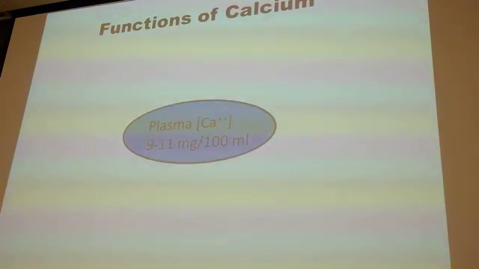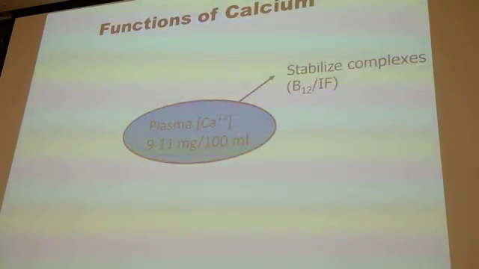A lot of these we've touched on during the course of this class. For example, it stabilizes vitamin B12, cobalamin, intrinsic factor complexes. Particularly, calcium was required for its uptake in the GI tract because it's taken up by cubilin, which is a calcium-dependent receptor in the gastrointestinal tract, right?